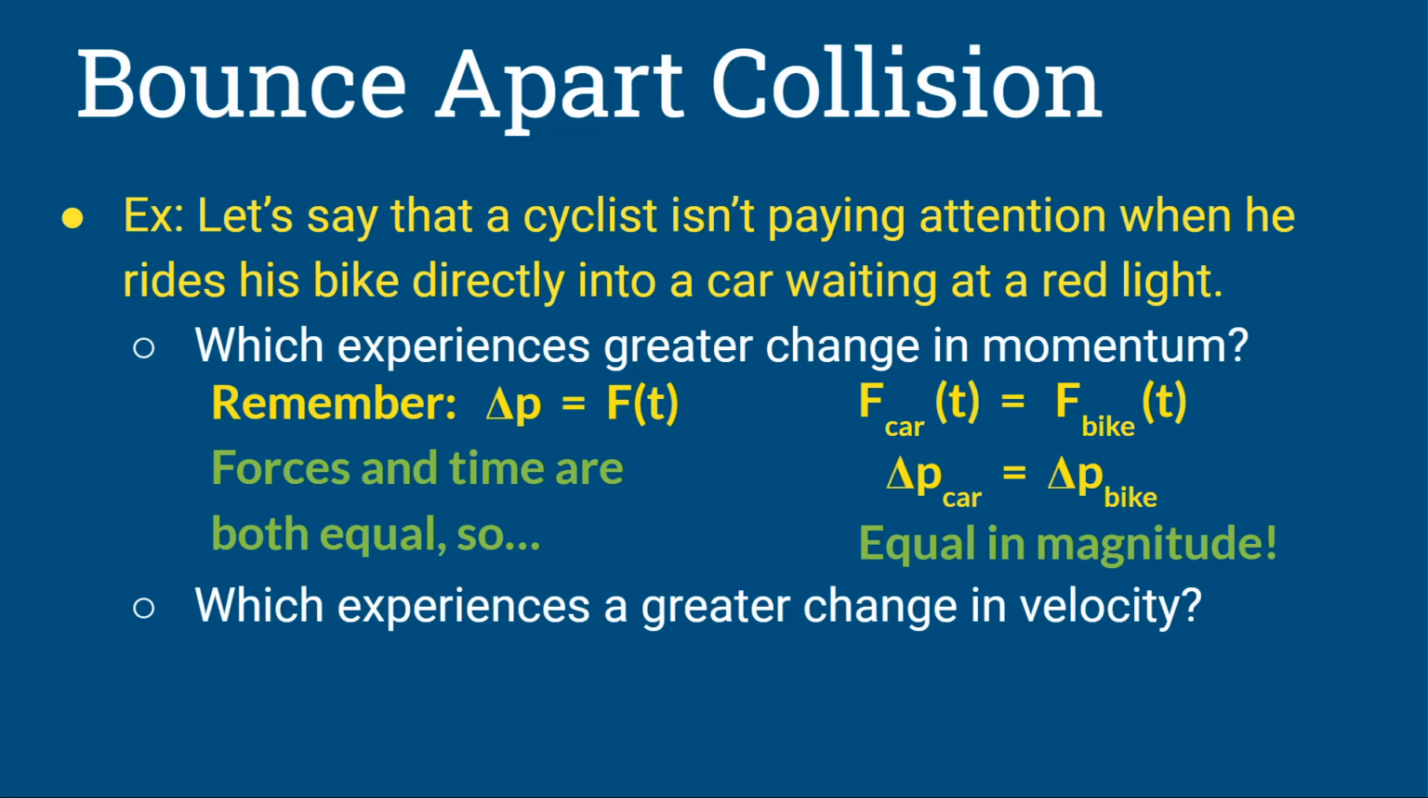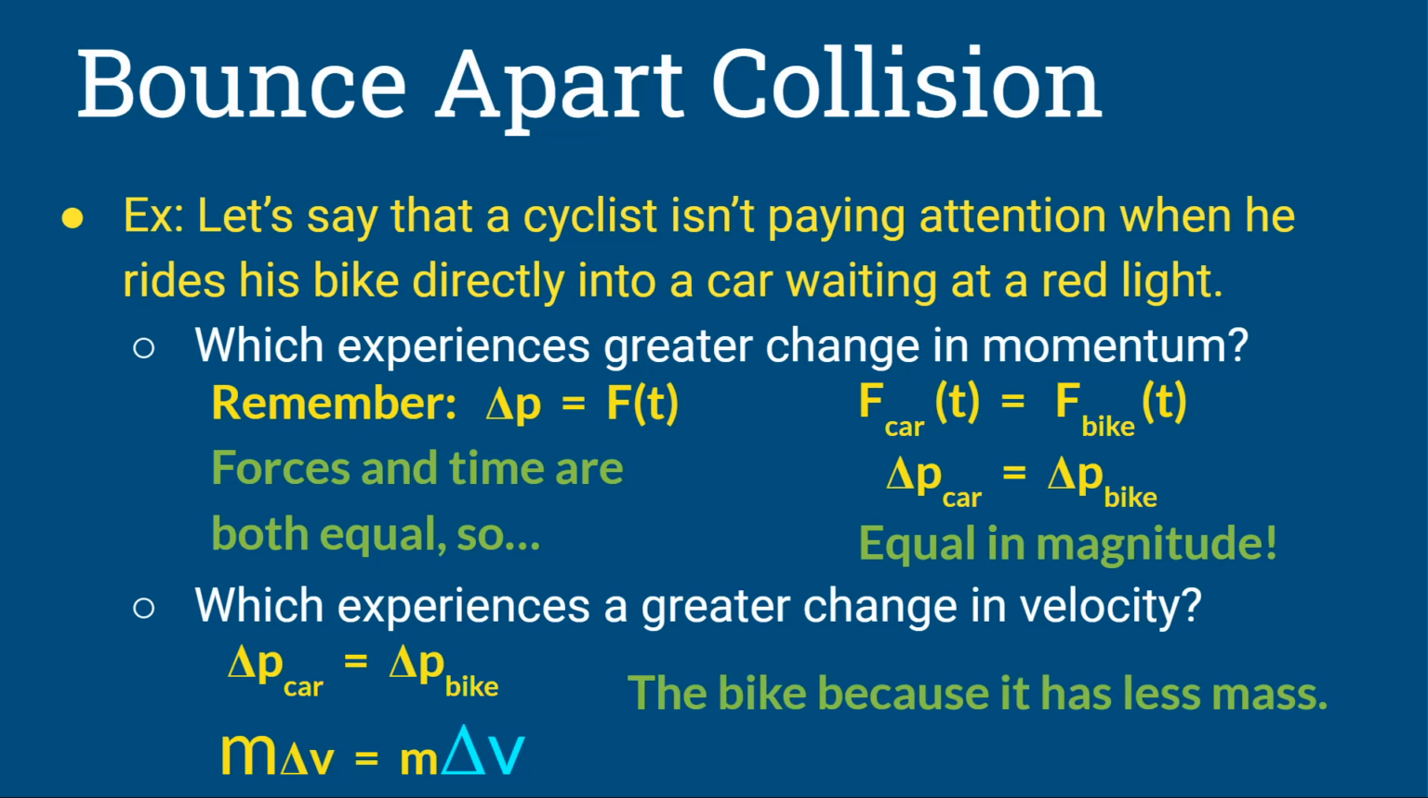So again, the change in momentum will be equal and opposite to one another because the total momentum in the system has to remain constant. That's what the law of conservation of momentum states. So if we have those two, they will be equal in magnitude. Greater change in velocity, same thing we just talked about with acceleration. They do have the same change in momentum. Change in momentum is mass times change in velocity, but they don't have the same mass, and therefore they don't have the same change in velocity. The object with less mass will accelerate more. So the bike will have greater change in velocity because it has less mass.